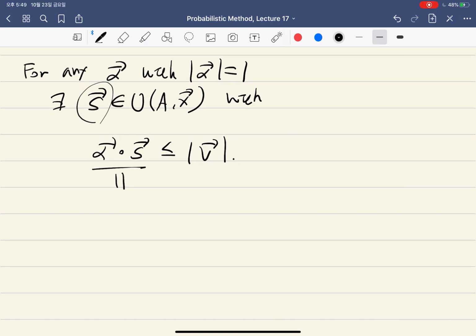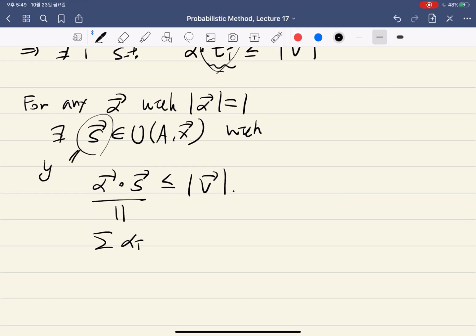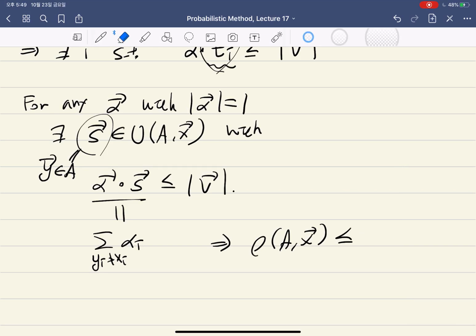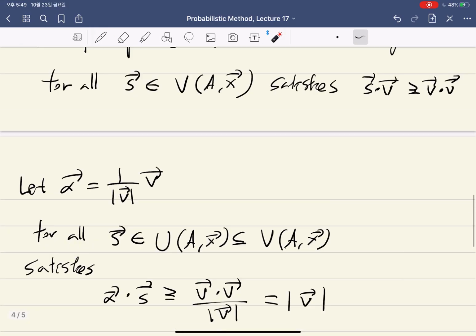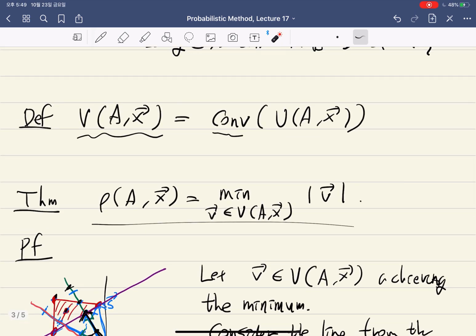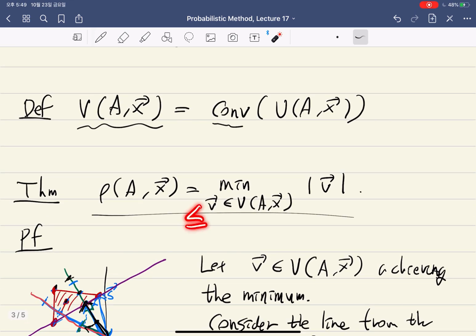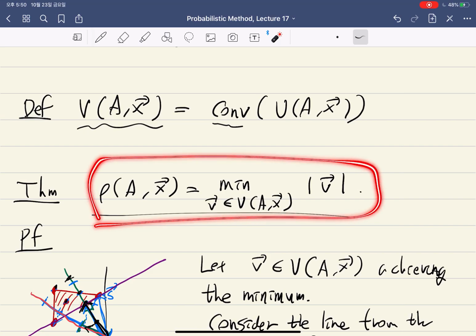So which was the same as the summation of alpha I, and which correspond to Y in A, and which correspond to this. So this shows that this is at most size of B. So which prove this inequality. So we have this theorem.